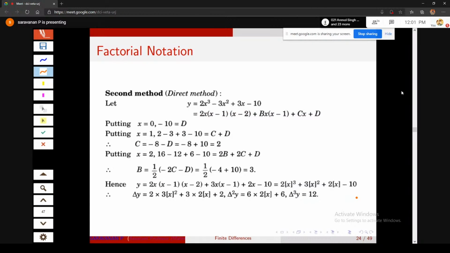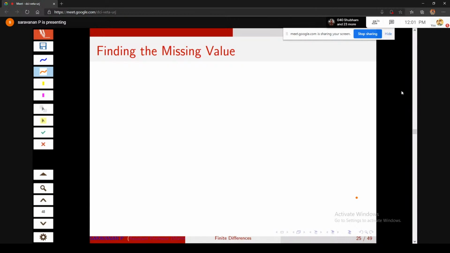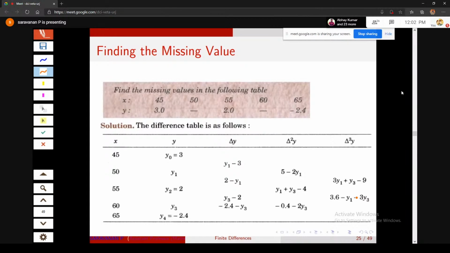So this is how we have to write the polynomial in terms of the factorial polynomial, and then find the missing value. In some tables, some values will be missing. For example, here at 45 we know the value, at 50 we don't know the value, 55 we know, 60 we don't know, 65 we know. So these two values are missing. We have to compute these values.